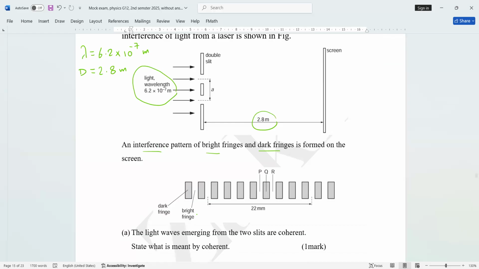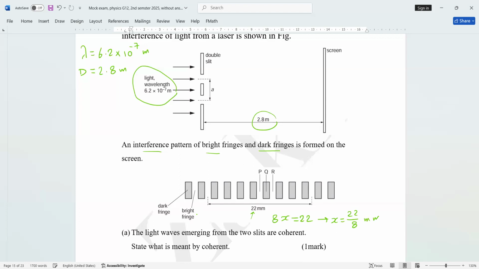Now, here you can see the distance. How many bright fringes? It's 1, 2, 3, 4, 5, 6, 7, 8. So this is the distance here, it's 8x. From this figure, we can say 8x equals 22 millimeter. Then x equals 22 over 8 millimeter.